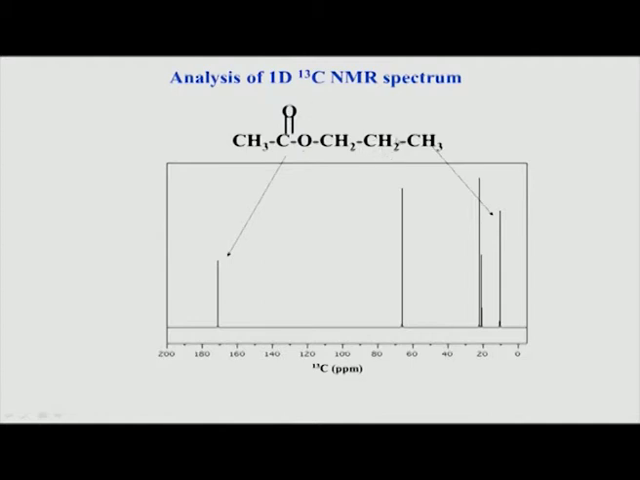So, that means this is more shielded with respect to this, but it is less shielded with respect to this, it is somewhere in the middle. Similarly, this is also close to this. So, therefore, this and this will come very close to each other, and that is what is happening here. So, the smaller peak corresponds to this. Of course, the chemical shift difference is very small.